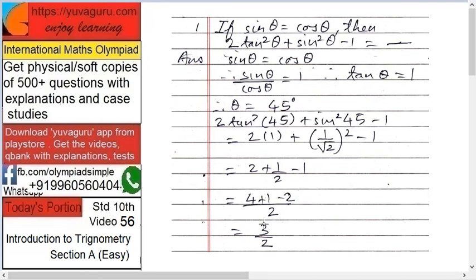Minus 1. Solve this. You will get 4 minus 1, 4 plus 1 minus 2 upon 2. That is 3 by 2. That is the required answer.